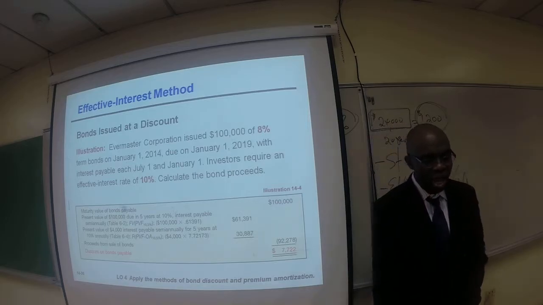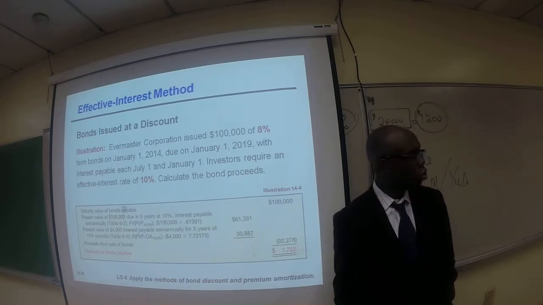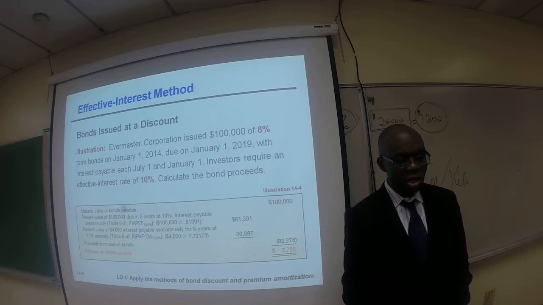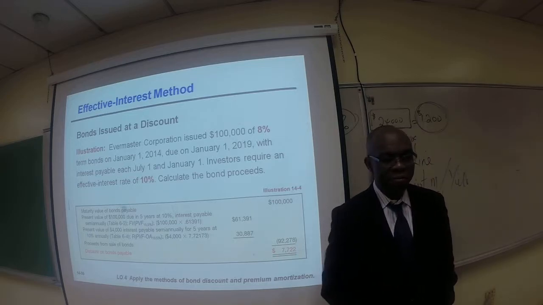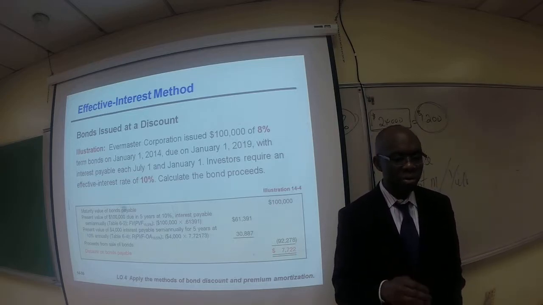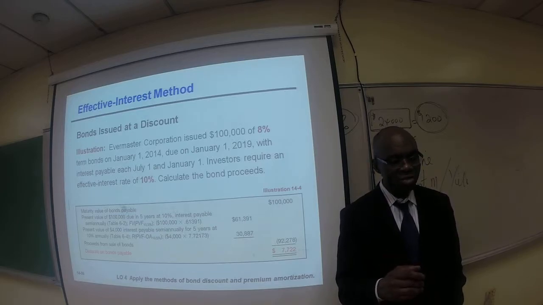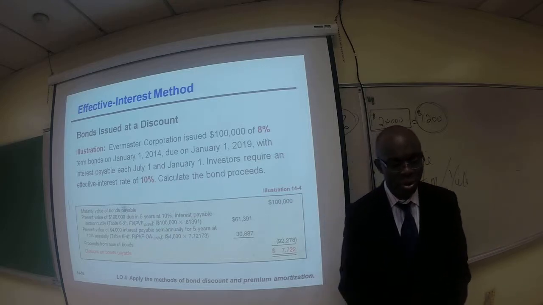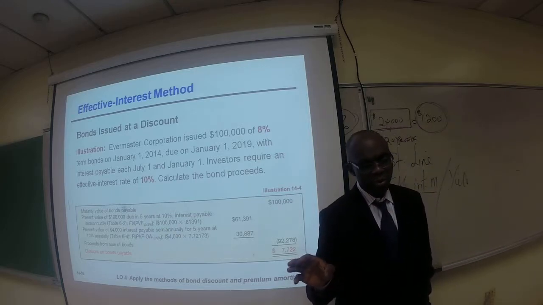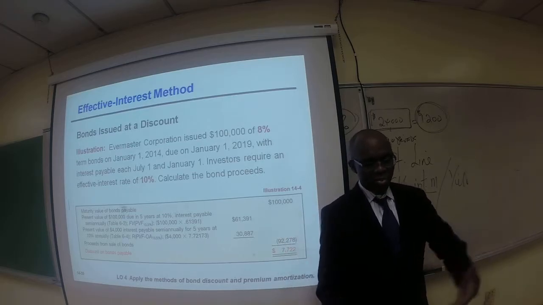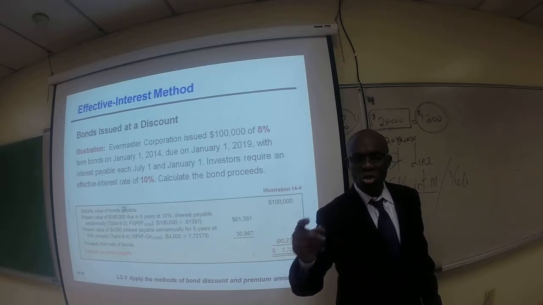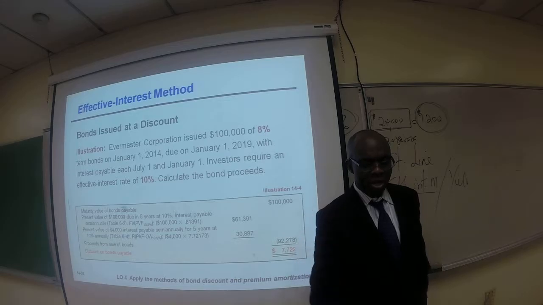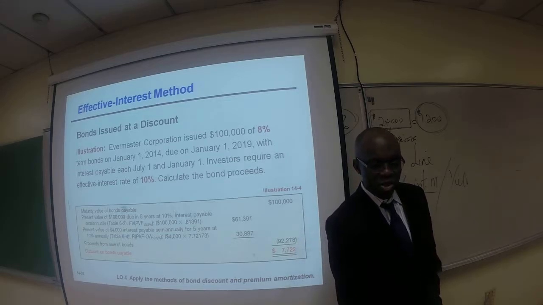So let's take a look at an example here. This corporation issued $100,000 of 8% bonds on January 1st, 2014, due on January 1st, 2019, with interest payable each July 1st and January 1st. Investors require an effective interest rate of 10%, so we have to calculate the bond proceeds. Again, remember we said that we have to determine the present value of the two future cash flows. Number one, the present value of the principal. In this case, the principal or the par value is $100,000 due in 5 years.